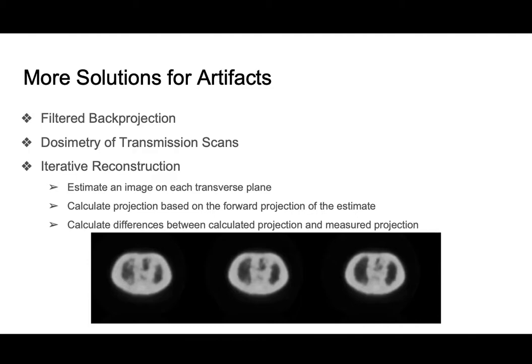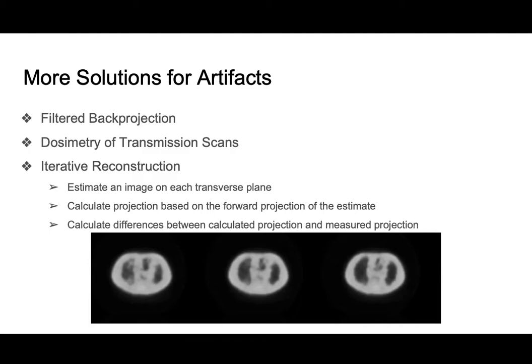So besides all the solutions mentioned, there are more solutions listed in the papers about how to reconstruct the map. For the CT imaging system, we use a conventional filtered back projection. And for the external radionuclide source, we can use the dosimetry of transmission scans and iterative reconstruction.